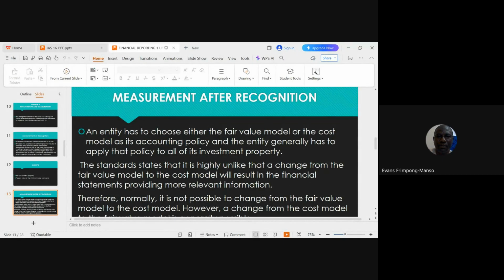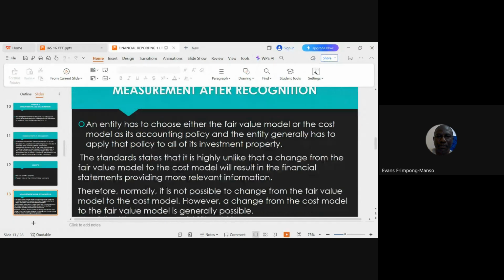So, subsequently, as we did for IAS 16, they can choose the cost model or the fair value model or the revaluation model. It's the same approach that we are going to use. And I gave you a caveat that when you choose to subsequently measure the investment property on the cost, you can change it to the fair value or revaluation value. But when you decide to use the fair value or the revaluation value, you cannot revert. You cannot revert. That is what you see here.